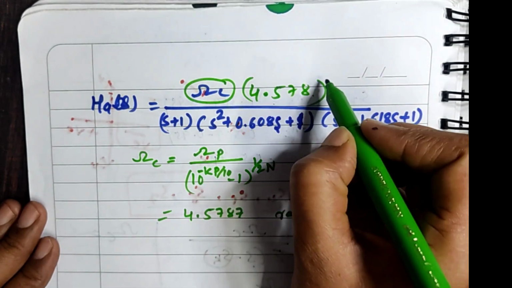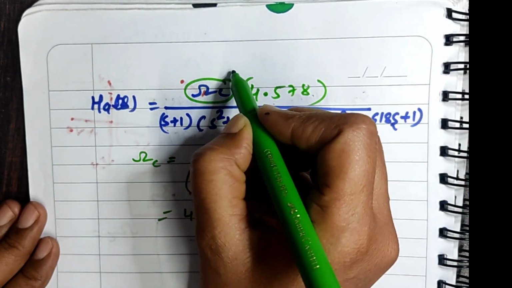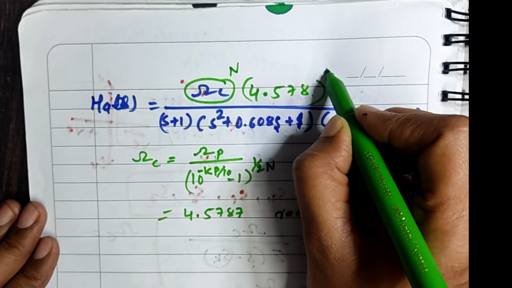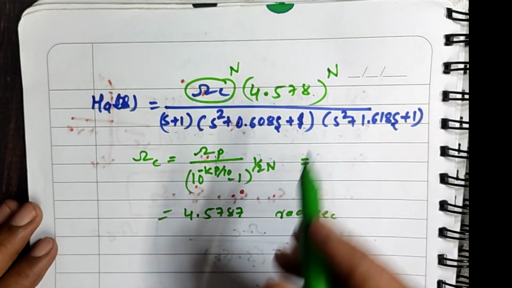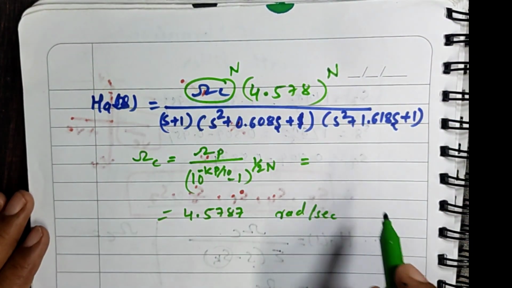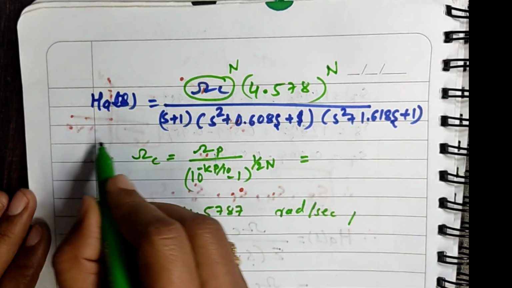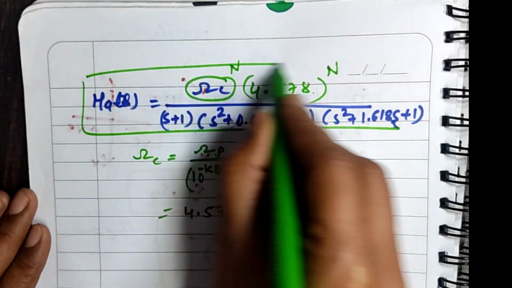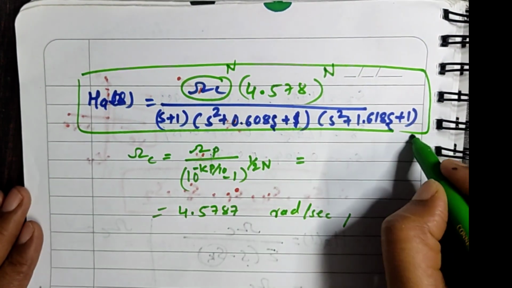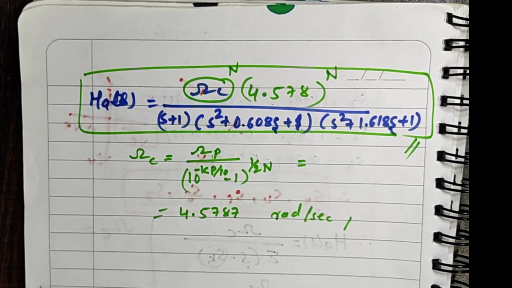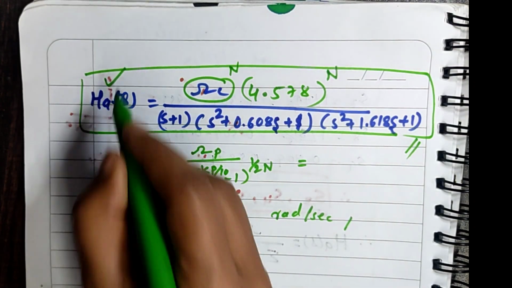Okay, now in the place of this ωc, just replace by 4.578 to the power, sorry, the formula is to the power n. So to the power n, where n is nothing but 5. Now if you simplify this and place, this is our transfer function of the Butterworth filter. Okay, and this is the analog Butterworth filter.